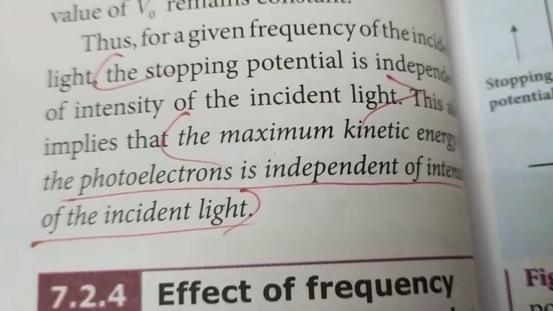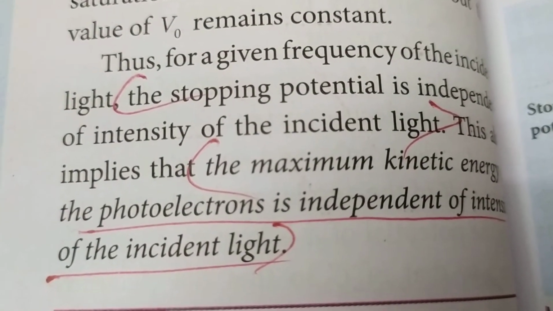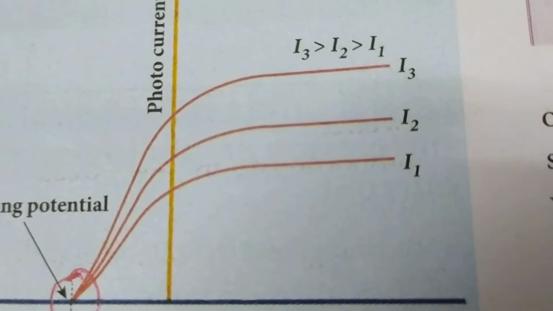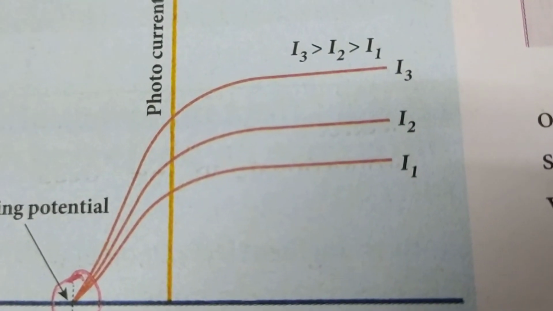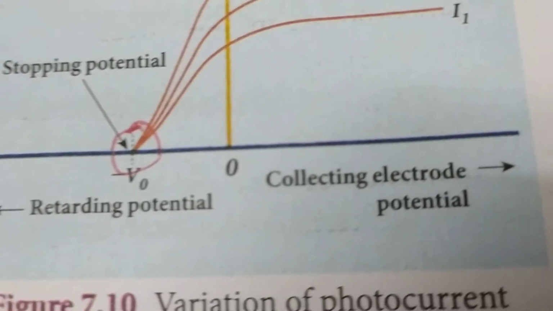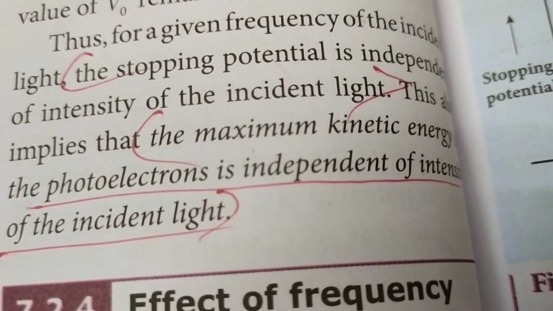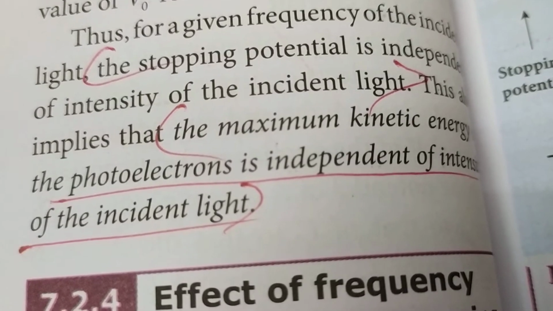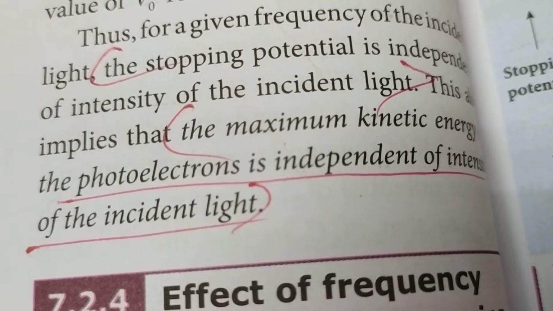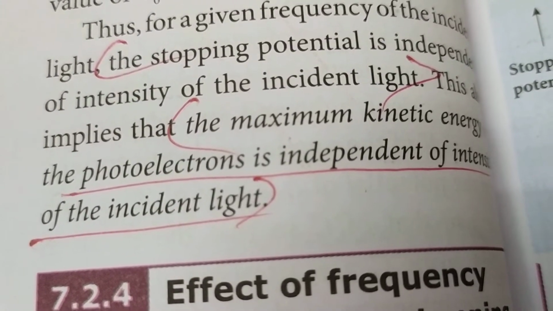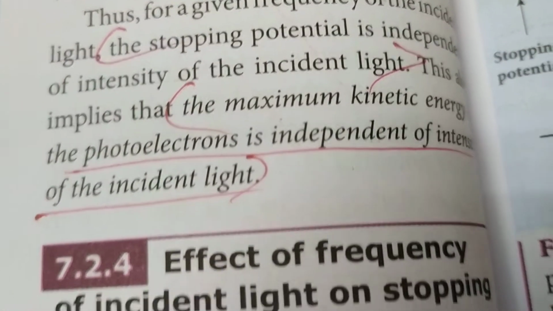Now, is the stopping potential independent of the intensity of the incident light? When you see this graph, whatever the intensity I1, I2, I3, the stopping potential is a constant, so it is independent. And the maximum kinetic energy is also independent of the intensity of the incident light, because the stopping potential is directly proportional to the maximum kinetic energy.